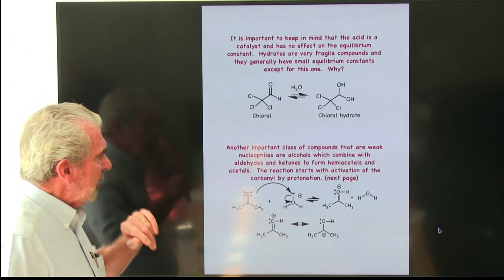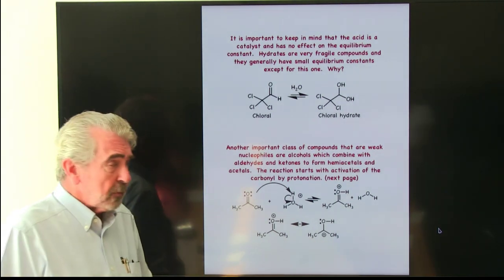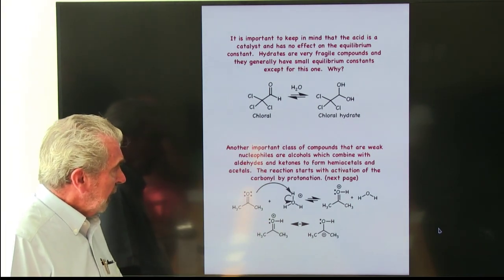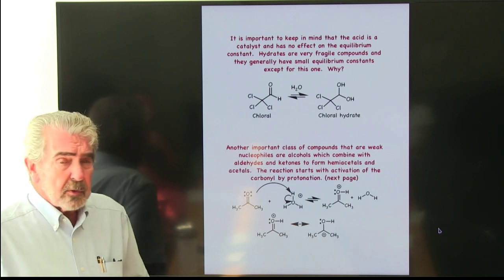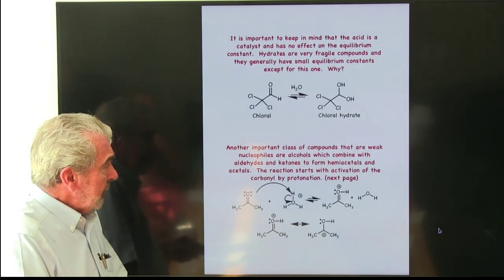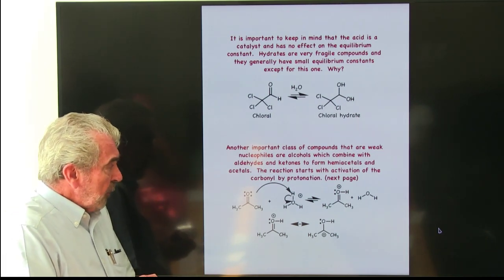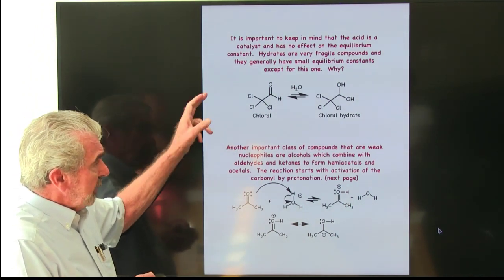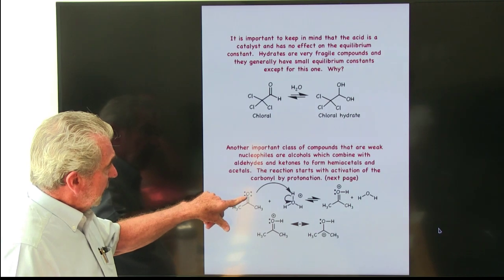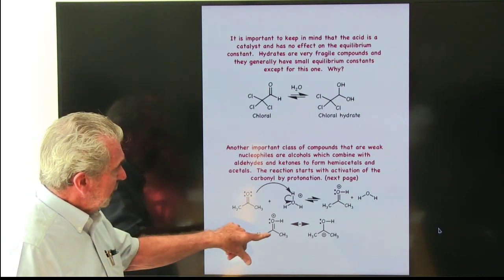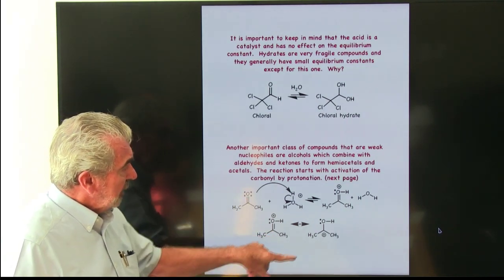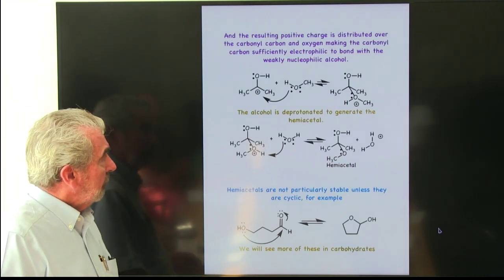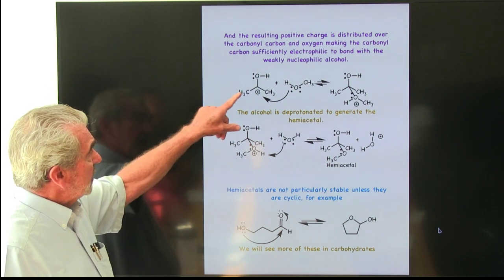Okay. So now this is a really important reaction. We're going to be seeing a lot of this. I only started it off on this page here, but alcohols are also weak nucleophiles. So once again, because they're weak nucleophiles, we have to start off the same way as we did with the hydrate. We have to protonate the oxygen first. That makes the carbon sufficiently electrophilic so that the alcohol can successfully attack. All right, so that's what we see happening in this step here.